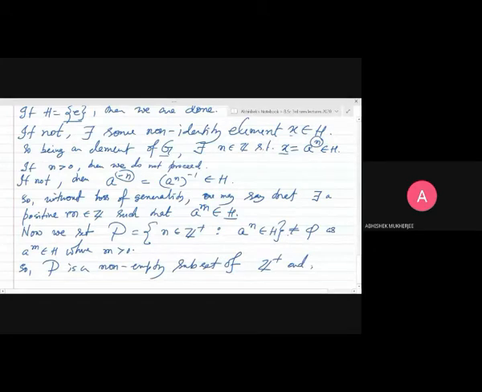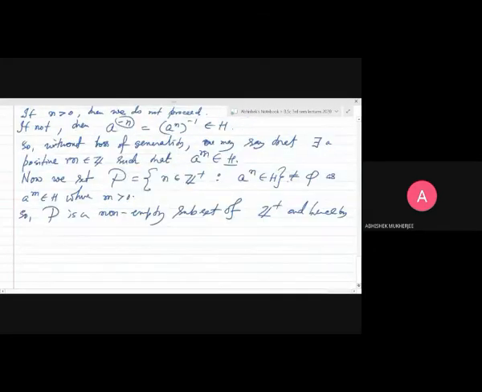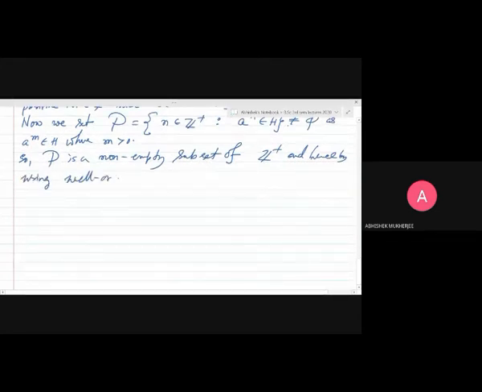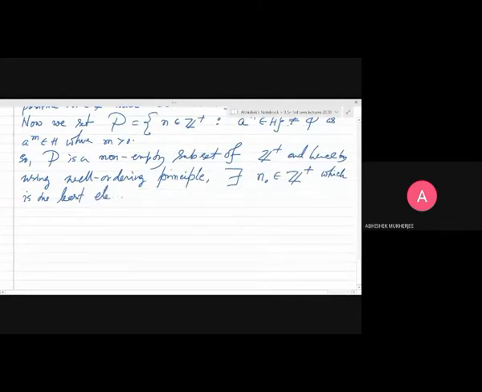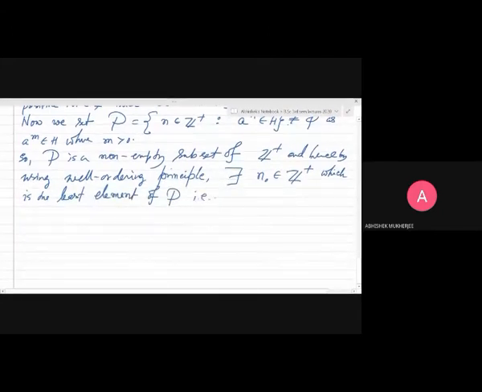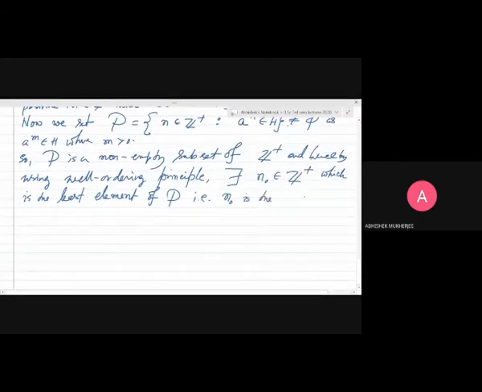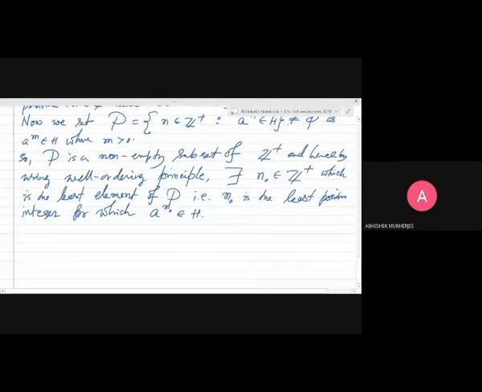hence by using the well ordering principle, there exists n naught belongs to Z plus, which is the least element of P. That is, n naught is the least positive integer for which a to the power n naught belongs to H. Okay, n naught is the least positive integer for which a to the power n naught belongs to H.